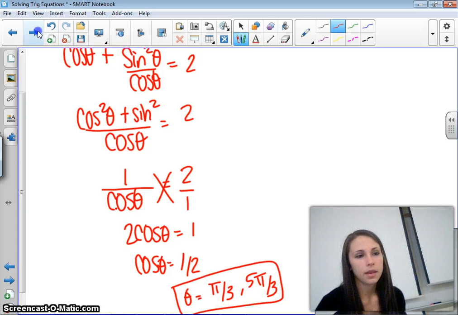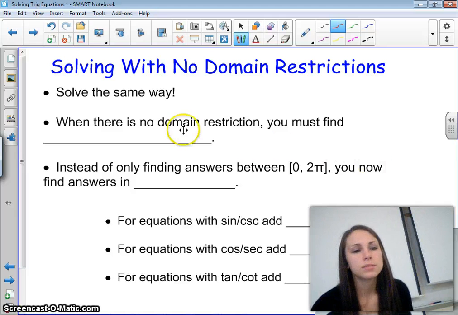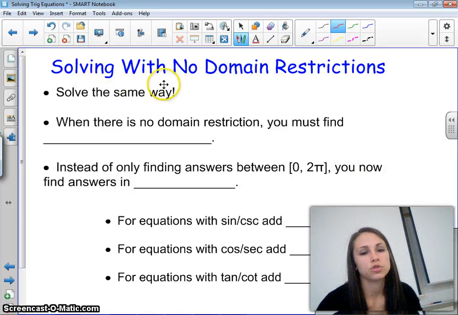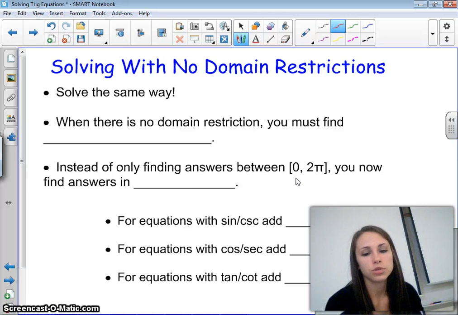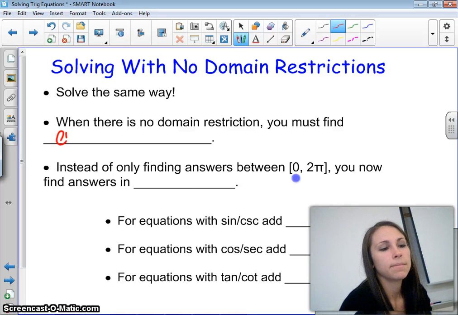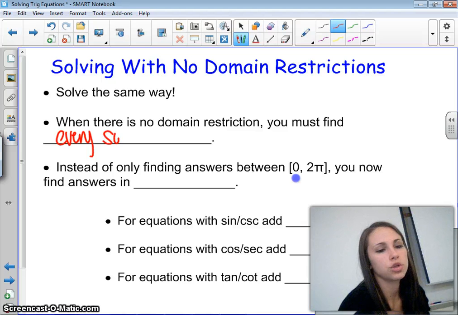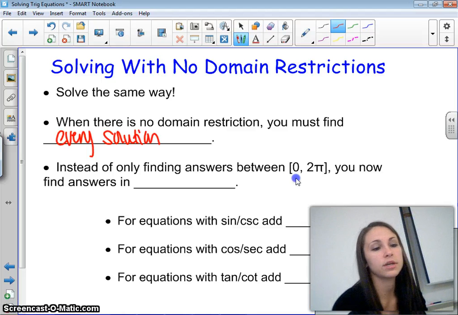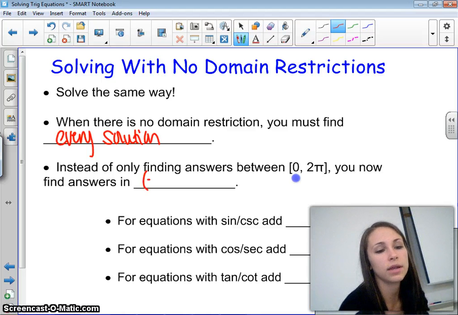Alright. Now, sometimes it may say solve with no domain restriction, which basically just means instead of finding answers between 0 and 2 pi, like we did on those last examples, when there's no domain restriction, we've got to find every solution. So there are infinitely many solutions, and so we will be finding solutions from negative infinity to positive infinity.